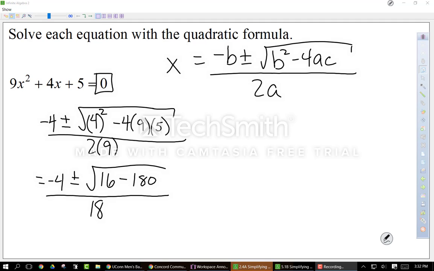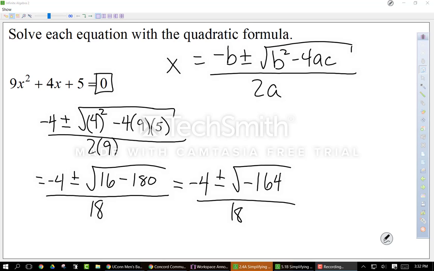So let's start simplifying even further. I get negative 4 plus or minus the square root of negative 164 over 18. So now we have it pretty much simplified. We just have to figure out our answer. But there's a negative inside the root. Remember that whenever there's a negative in the root, it's really the square root of negative 1, which means that negative pops out as an i. Recall that from when we simplified square roots with negative numbers inside. It's the square root of negative 1, which represents the imaginary number i.